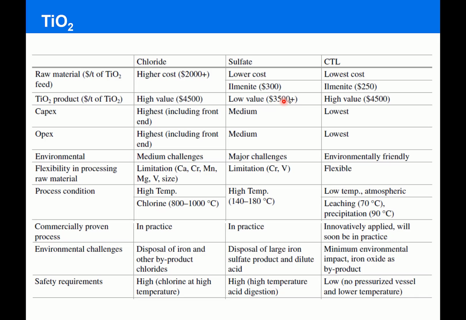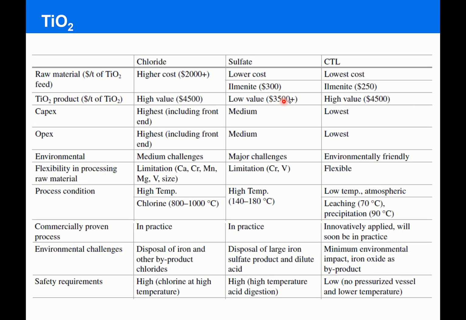digestion. The new process, the CTL process, uses the lowest cost raw materials, ilmenites with much lower titanium oxide content. And the product is much higher in value because it's higher purity and much better size distribution. The infrastructure needed for that process is much lower compared to the other two processes. It's much more environmentally friendly because it doesn't produce a lot of hazardous byproduct. Limitations are much less. It's not as sensitive as the other two processes, and it uses much lower temperature and atmospheric pressure for leaching. The leaching takes place at around 70 degrees Celsius, and the precipitation takes place at around 90 degrees Celsius.